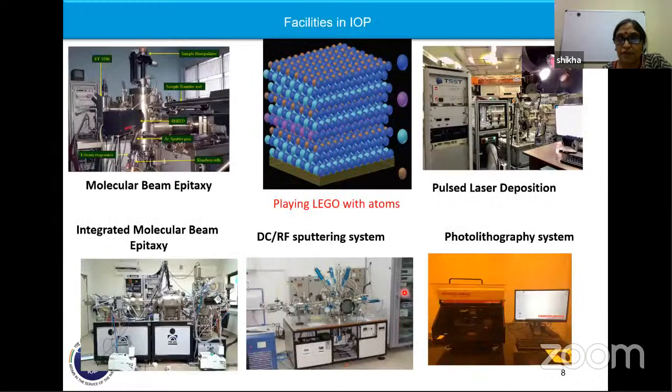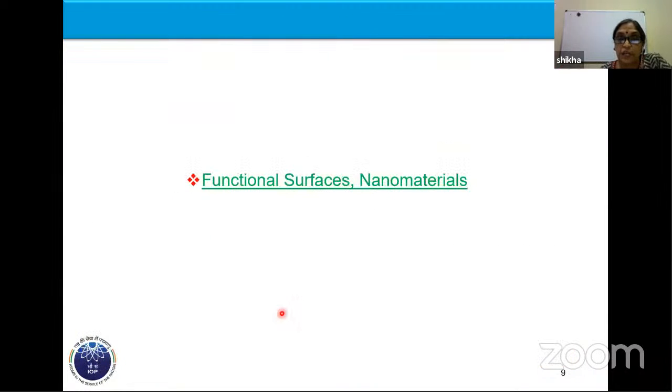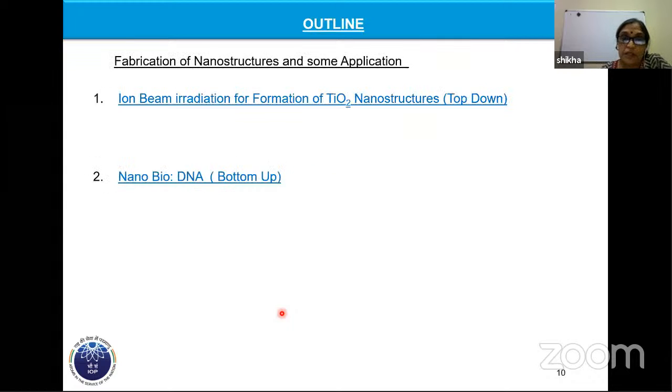So these are some of the facilities which are there in IOP. For example, molecular beam epitaxy or DCRF, photolithography, pulse laser beam. And these all can be used for bottom-up and top-down approaches in making surfaces and nanostructures. So what we will discuss are some examples related to some functional surfaces and nanomaterials.